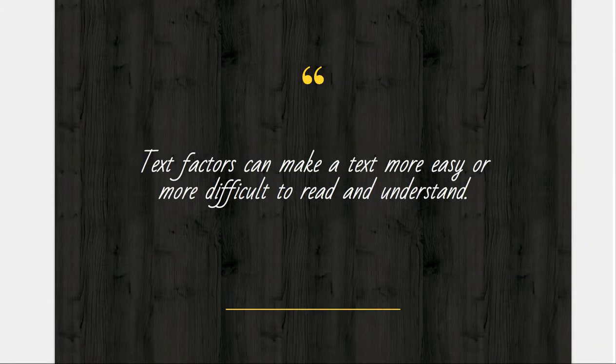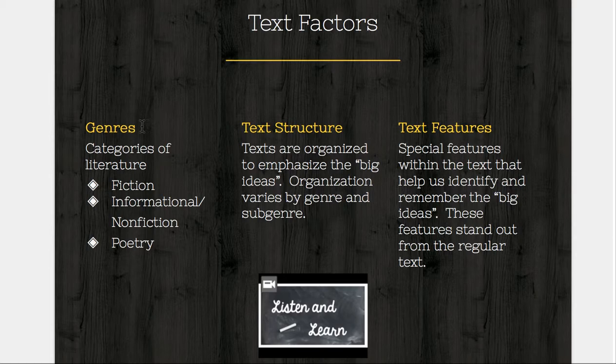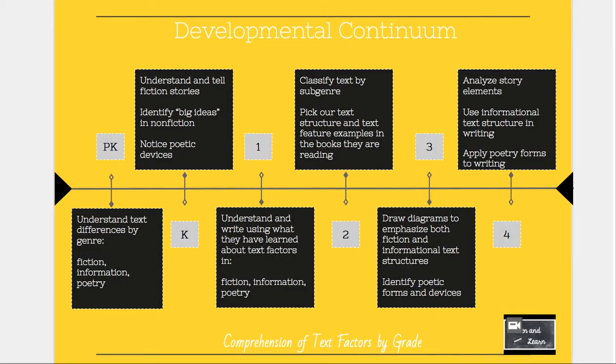Now, this part of the presentation is going to review some of the things we learned the first week about quality literature, and we're going to break down the literature. So the first thing we're going to study is text factors. And there are 3 text factors: genre, text structure, and text features. Listen to the podcast for more information. Then we're going to look at developmentally, what kind of literature do we put in front of our learners? And we have, again, that span from pre-K to 4th grade, and it is broken down and explained. Click on the podcast to hear all about this information.